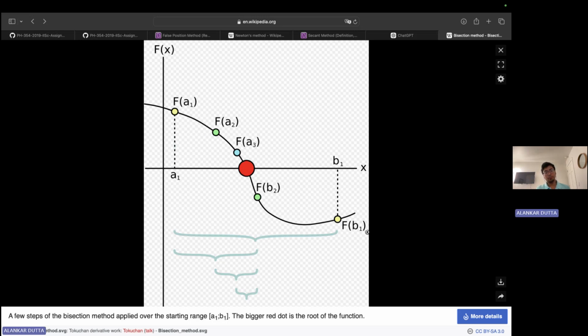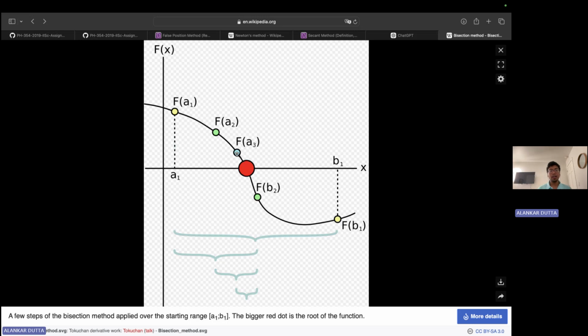So for example, for a1 and b1, the half, I think, is somewhere here. So you first halve it and you arrive at b2. And since the sign of b2 is the same as the sign of b1, you discard b1 and go to b2. And then you again look for the midway between the two, which is a2 here. And then you look for the sign of a2. And if the sign of the function at a2 is now the same as the sign at a1, you discard a1 and come here. And then again, you halve the two and come to a3.